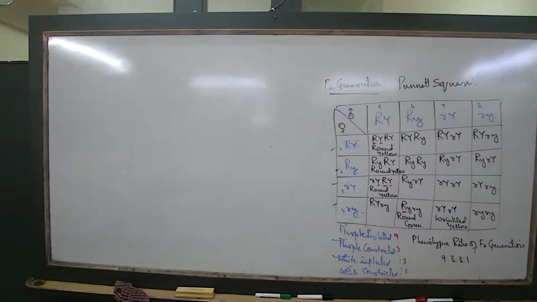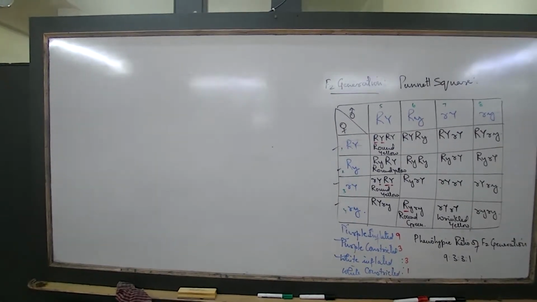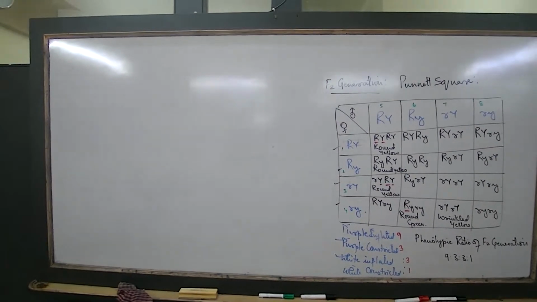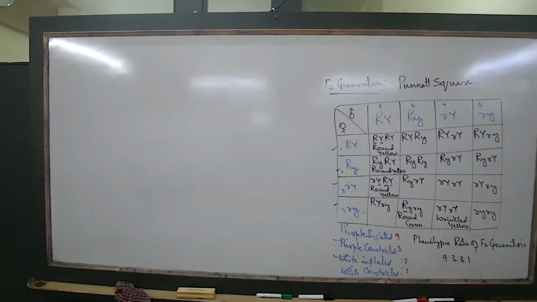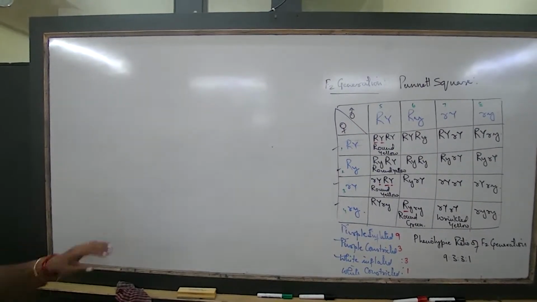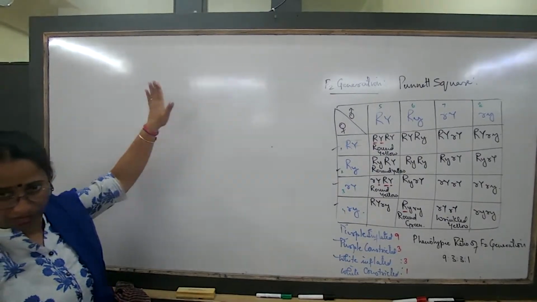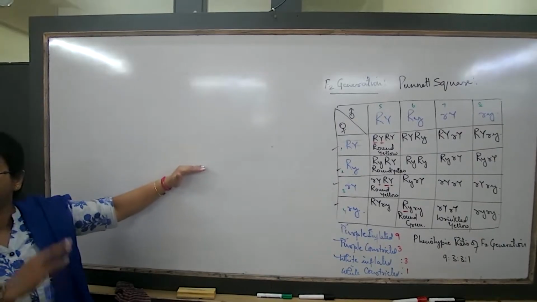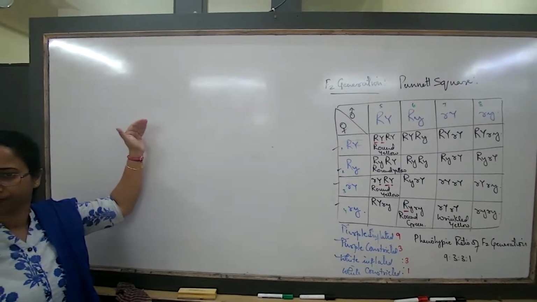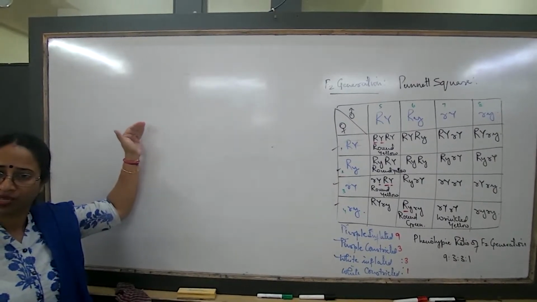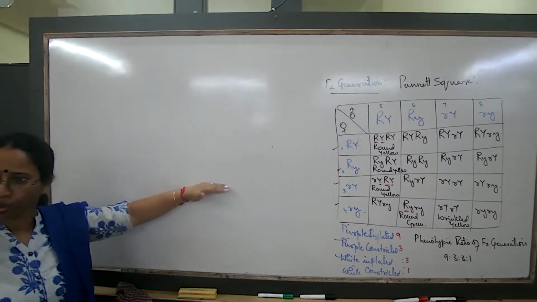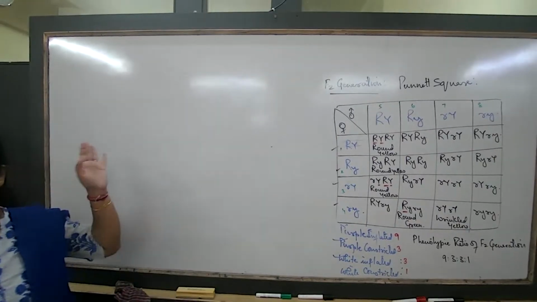Are they 50% round green? Is it 50% round green or 100% round and yellow? It is 100% round yellow, isn't it? What did we learn in the previous example? We have the round and yellow, we have the wrinkled green. So F1 was 100% round yellow, right or not? Check the previous cross. F1 is 100% round yellow. Was there any other option? Nothing was there. 100% they were round yellow.